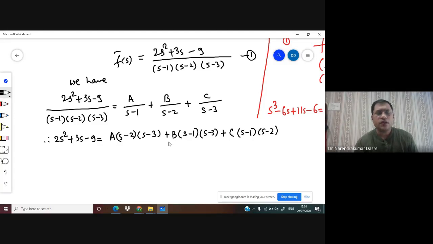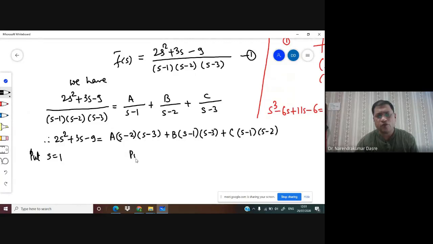Now, if we have all linear factors and all distinct factors, then we have a benefit. It becomes easy to evaluate the constant values A, B, and C. How are we able to evaluate A, B, and C? First, for A, I have to make its denominator equal to 0. So I make s minus 1 equal to 0. That means s is equal to 1.